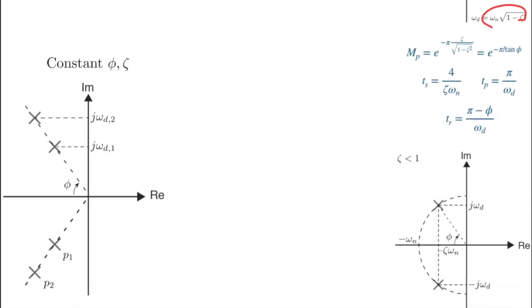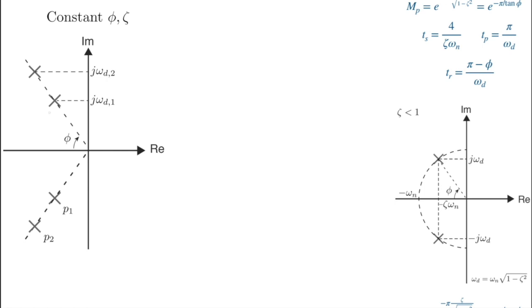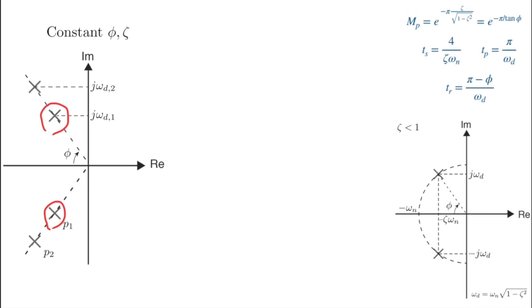We will pick a pole location, such as the one here. This is P1. We will move this pole to a new location and try to understand what happens to the overshoot, settling time, peak time, and rise time. In this case, we keep the angle phi, or damping ratio, constant. It means that we only change the natural frequency of the system, since the magnitude of the pole, or its distance to the origin, is changed, but the angle is fixed.